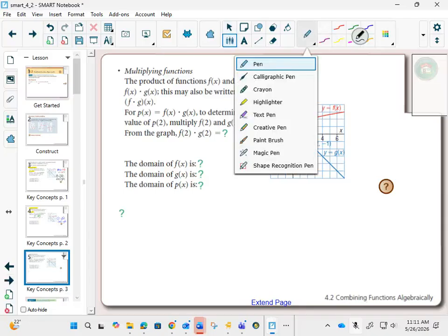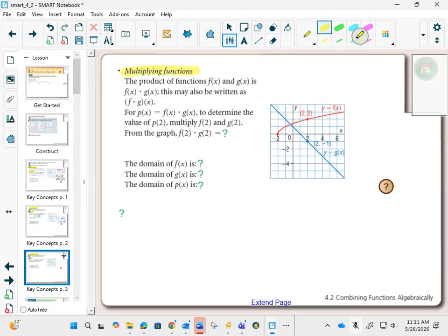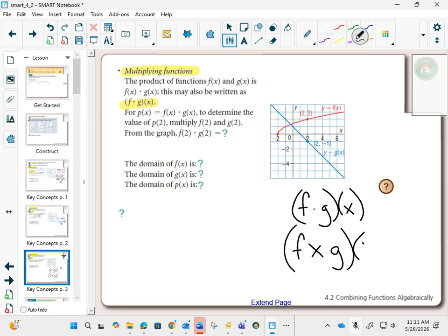Multiplying functions. We got our highlighter. The not nice notation can come in a bunch. I have seen this, I have seen this, and this is my absolute not favorite.